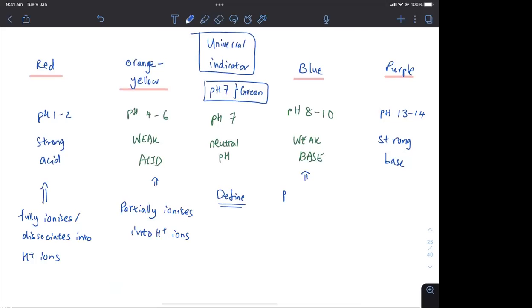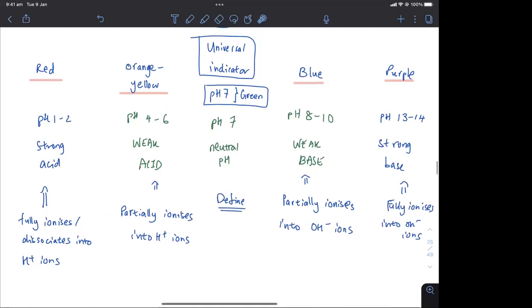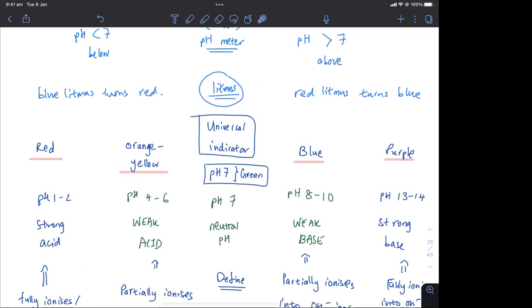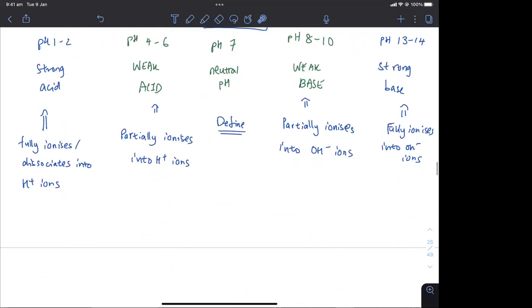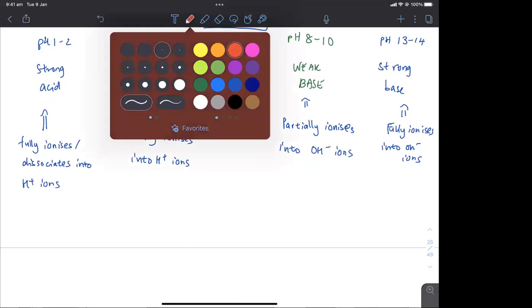Same thing goes for base. It's something to do with partial dissociation or partial ionization. But bases is to do with ionization into hydroxide ions. And of course, a strong base, again, fully dissociates or fully ionizes into OH minus ions. Very, very important, the extent of dissociation, which you can use universal indicator to indicate to you based on the color changes. Now, what else do they like to ask you?